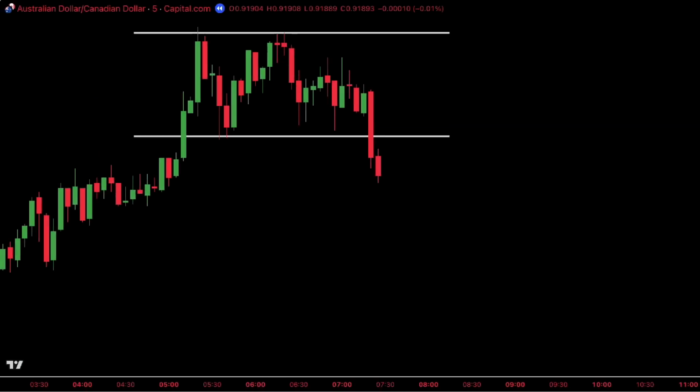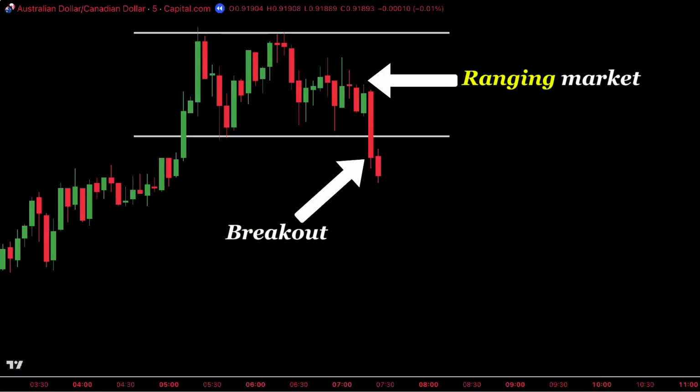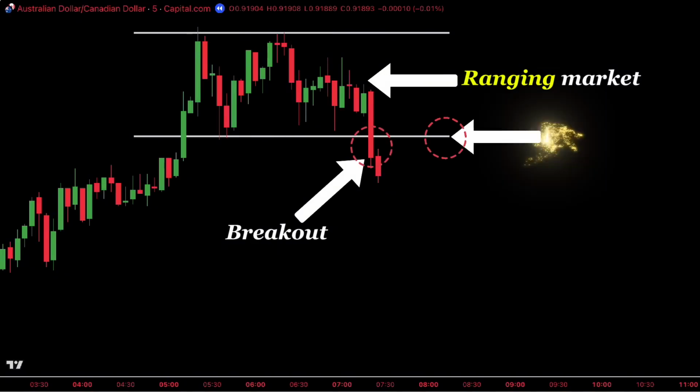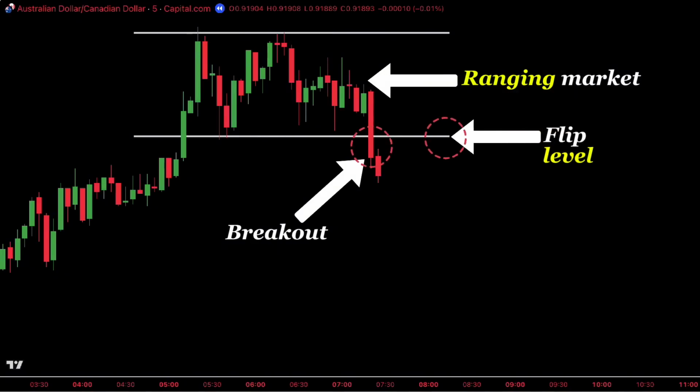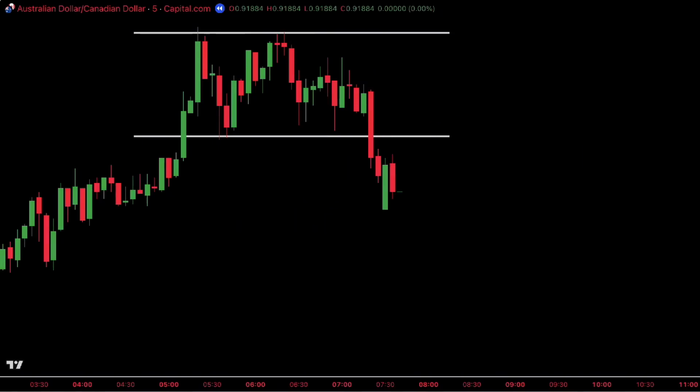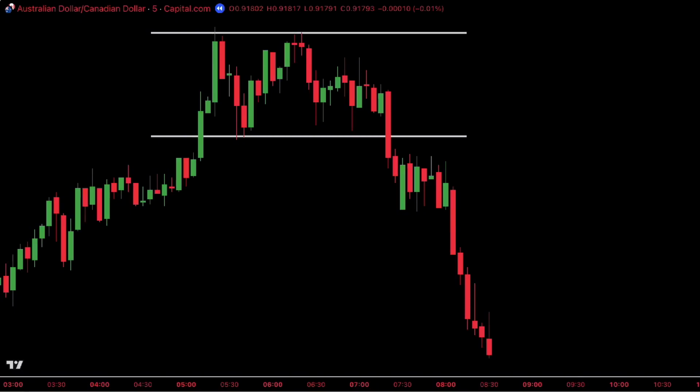Now let me share with you some mistakes you could make so you can avoid them. Look at this chart example. As you can see, the market is clearly ranging, and then it breaks out of the range. At this moment, you identify a breakout, a flip level, and you tell yourself, I'll wait for the retracement, then I'll enter the trade. But look at what happens next.